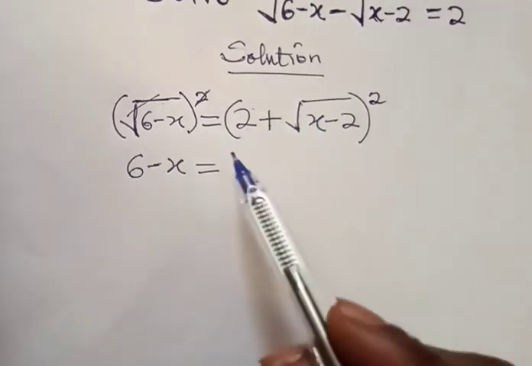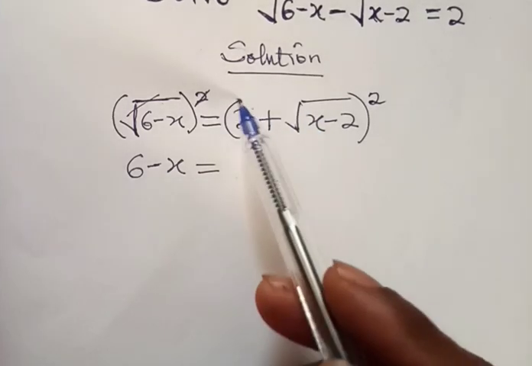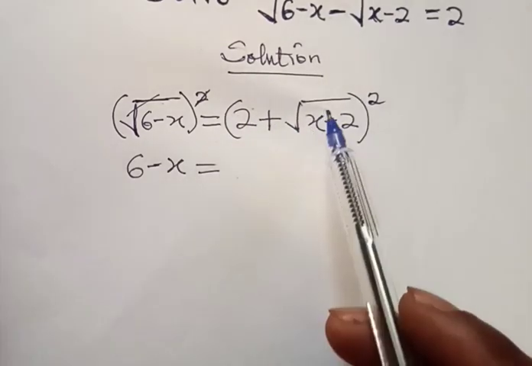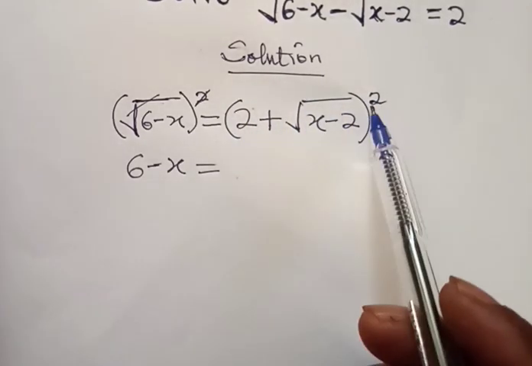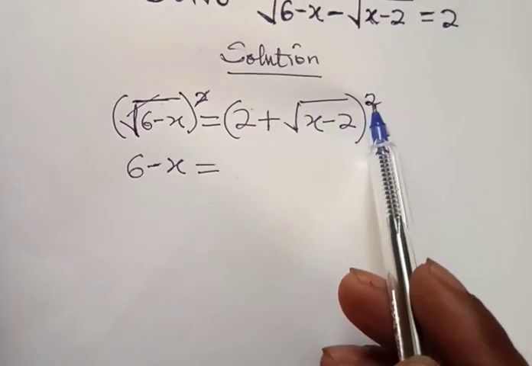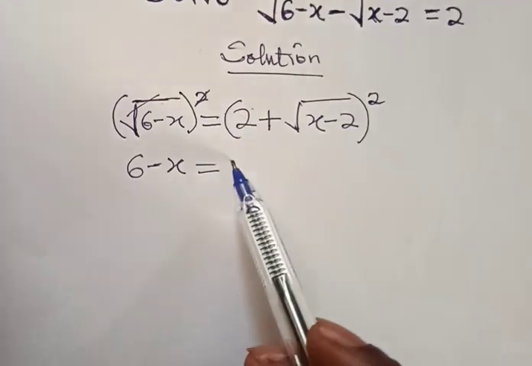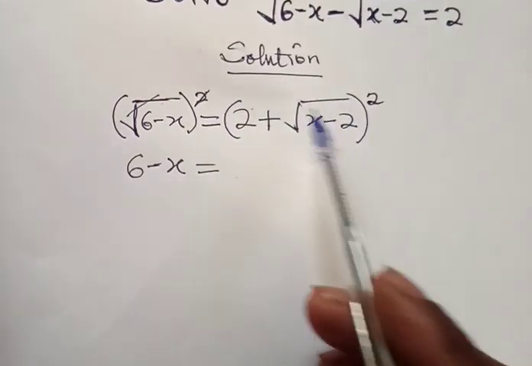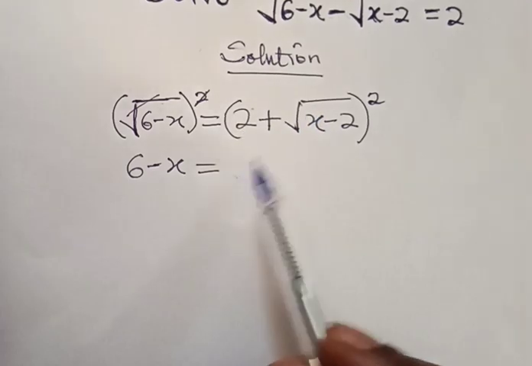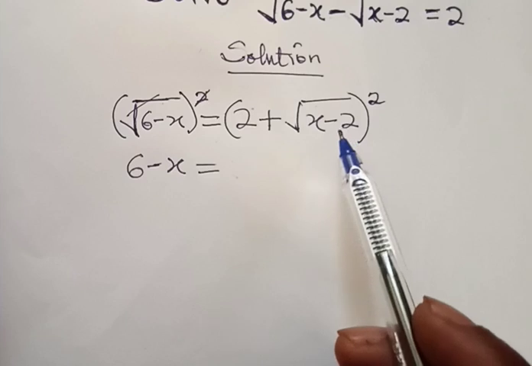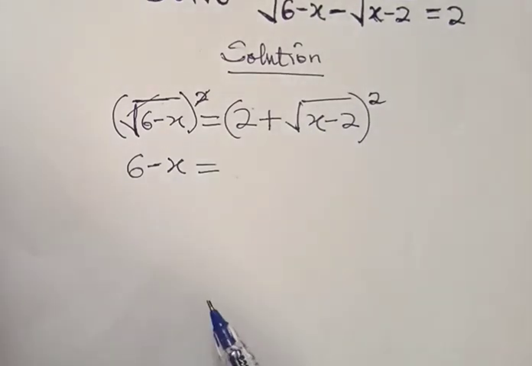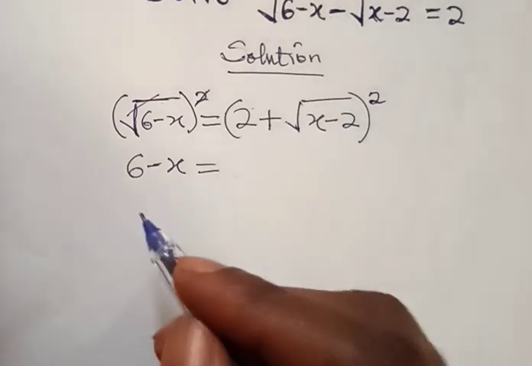After some people or some students will be able to do it this way, they will be able to put the entire expression in one bracket and square it. But in the course of squaring it, they make a lot of mistakes. You will then see students squaring 2 to get 4. Then they will square this and then clear this. So in that case, it is going to be 4 plus x minus 2, which is very wrong.